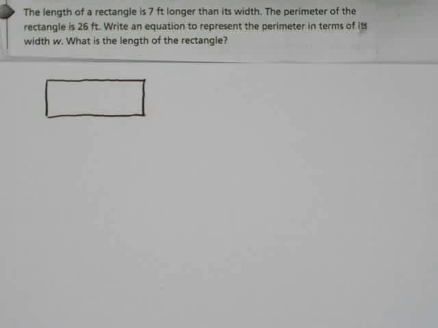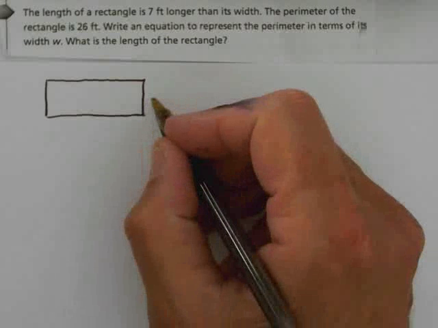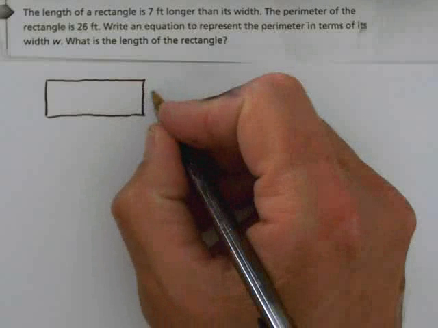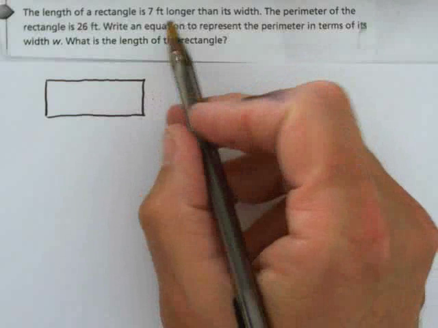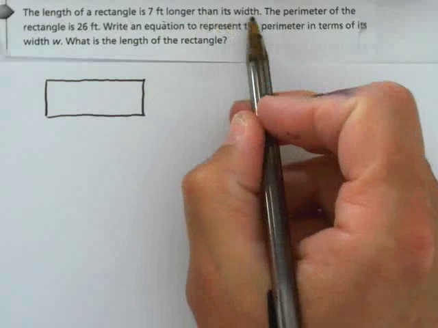Okay, I don't know about you, but that's a bit overwhelming for me. That's just a lot of information coming at me at once. So I'm going to try and take it apart piece by piece. The first sentence tells me that the length of a rectangle is 7 feet longer than its width. Okay, so I know this. Let's say that this side is the length of the rectangle. Well, what do I know about that length? I know that it's 7 feet longer than its width.